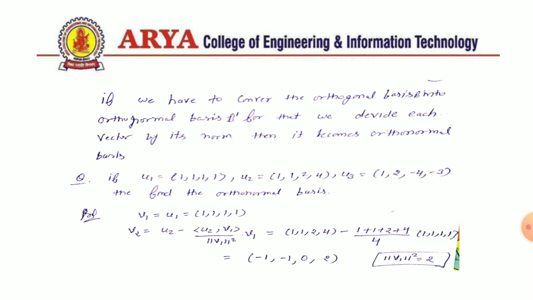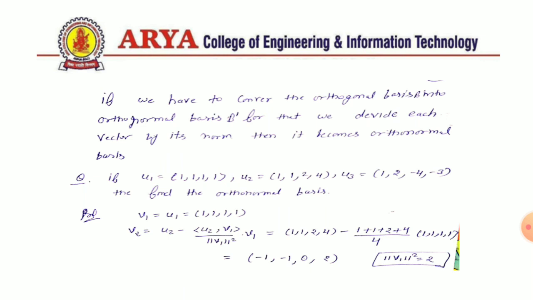If we have to convert the orthogonal basis B dash into an orthonormal basis, for that we divide each vector by its norm, so that it becomes an orthonormal basis. अगर हमें किसी orthogonal basis को किसी orthonormal basis में convert करना है तो इसके हर एक वेक्टर को उसके norm से divide करते हैं.